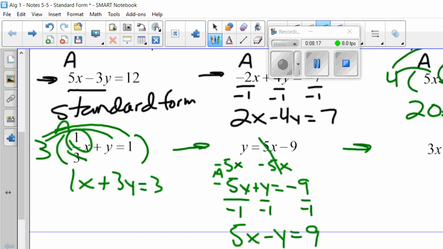Are x and y on the same side? No, they are not. I need to move the y over. So remember, I'm going to do the opposite. In this case, I'm going to add 2y. So I can't put them together, but I can rewrite it as 2x, or 3x, sorry, plus 2y equals 4. Those go away. Now, are x and y on the same side? Yes, they are. Is my A positive? Yes, it is. Are there any fractions? No, there's not, so now I have it in standard form.